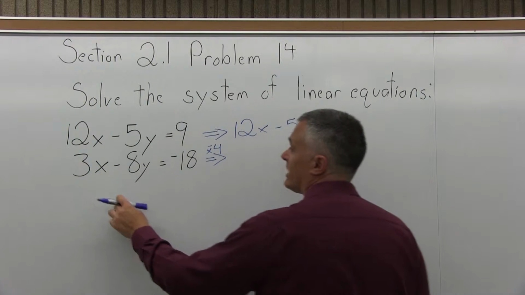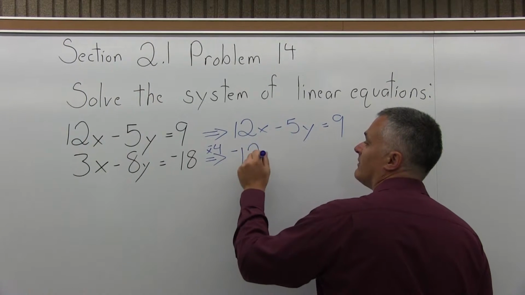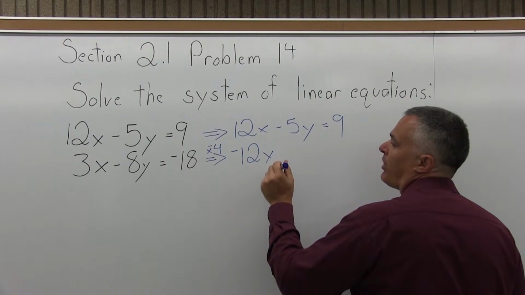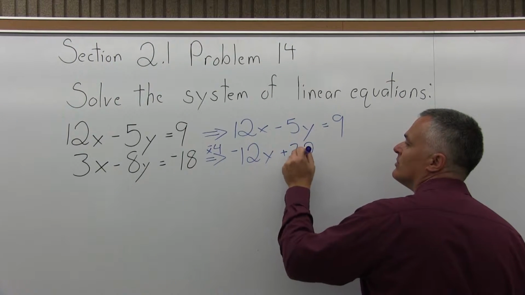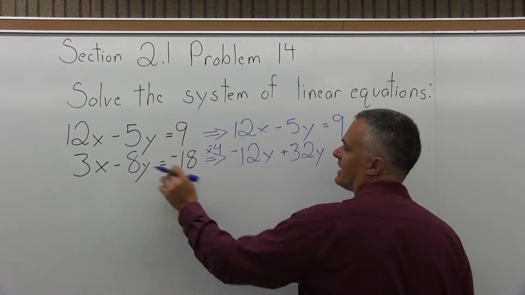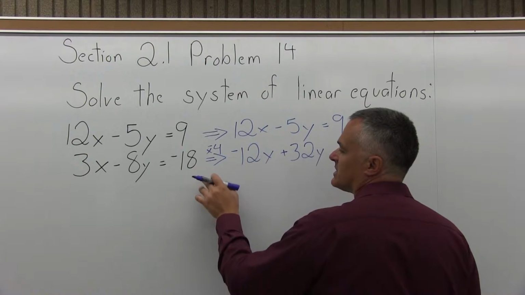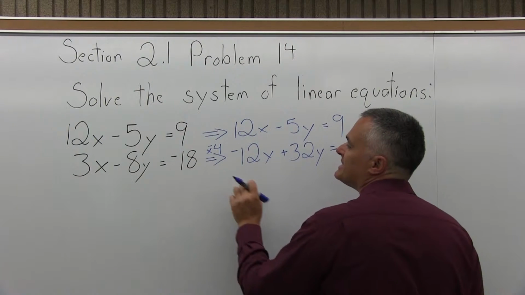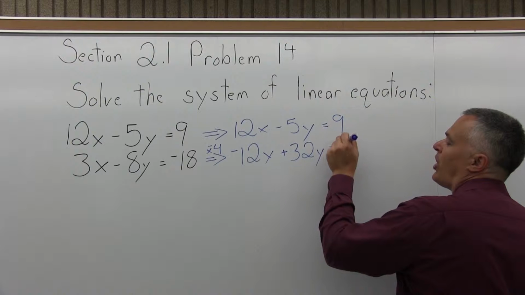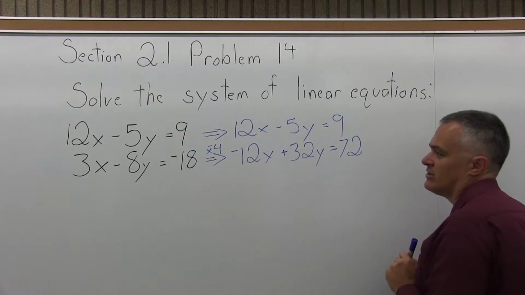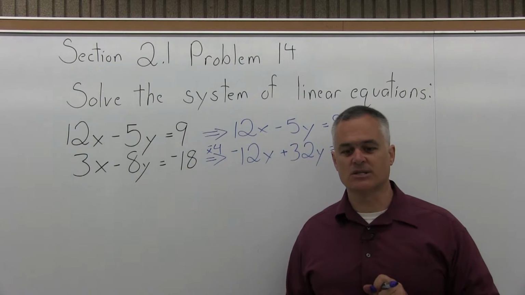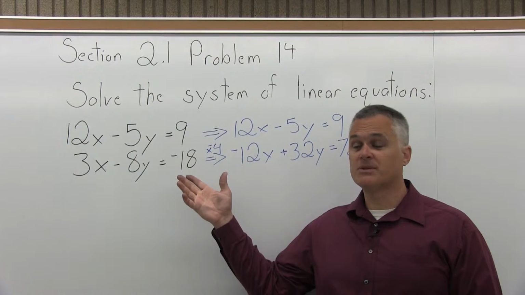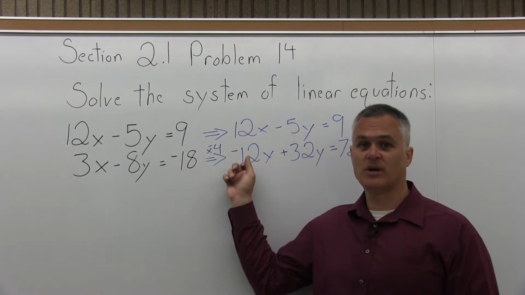So negative 4 times 3x is negative 12x. Negative 4 times negative 8y will be positive 32y. Right? Pay attention to your signs. The negative times the negative cancels, makes a positive. Same thing with the right-hand side of the equal sign value here. Negative 4 times negative 18 is positive 72. The negative times the negative cancels, makes a positive. So for step 1, one of my variables does have the same number in front but with opposite signs. I have a positive 12x and a negative 12x.